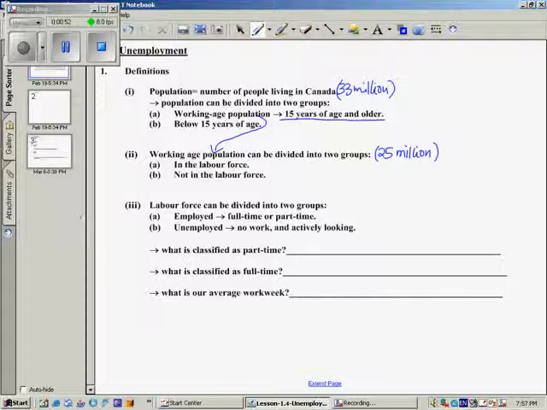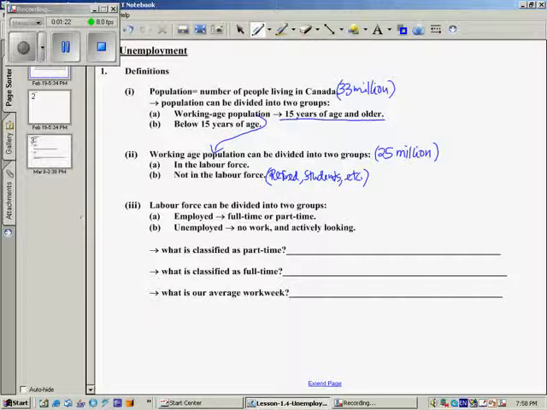People who are considered to be not in the labor force are those who do not work, but they're not actively looking for work. People would include the retired, full-time students who are not looking for work, stay-at-home parents who are looking after the children, etc. Basically, if you're old enough to work but you're not actively looking and you're not working, then you're considered to be not in the labor force.